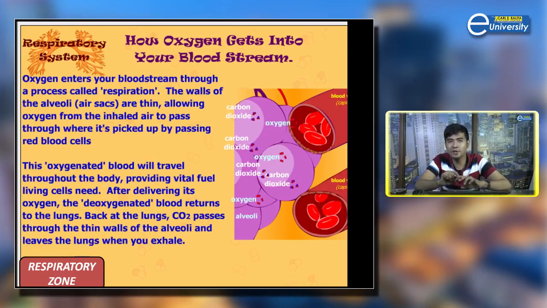The walls of the alveoli are thin, allowing oxygen from the inhaled air to pass through, where it bypasses the red blood cells. This is what we call oxygenated blood, which will travel throughout the body, providing vital fuel to the living cells. After delivering its oxygen, the deoxygenated blood returns to the lungs and carbon dioxide passes through the thin walls of the alveoli and leaves the lungs when we exhale.